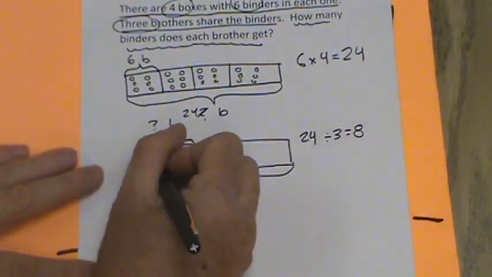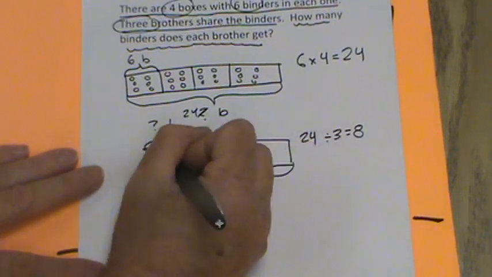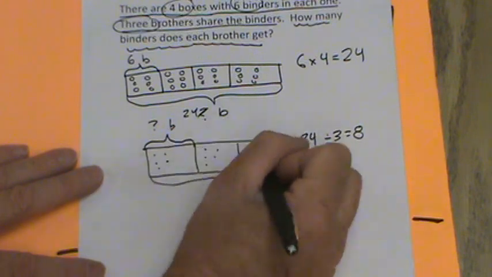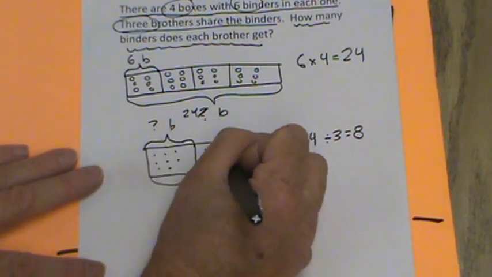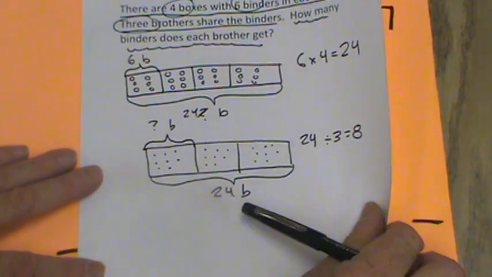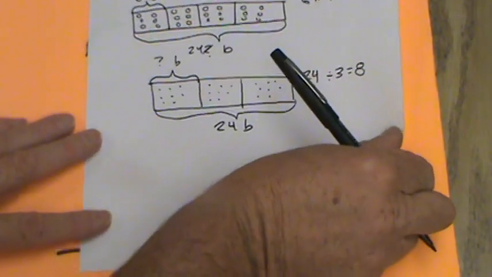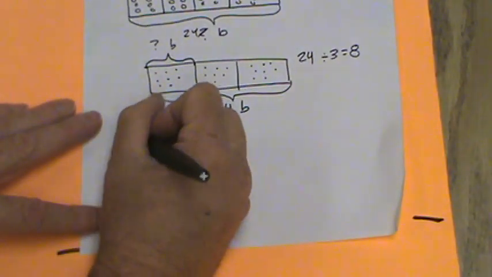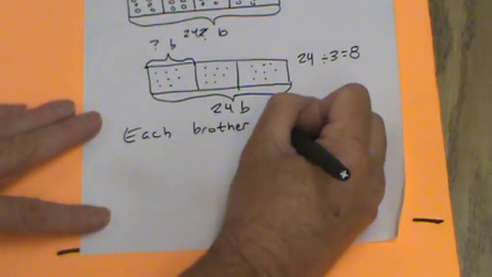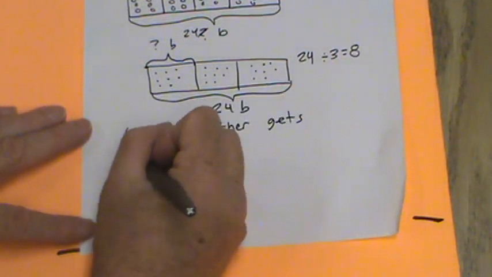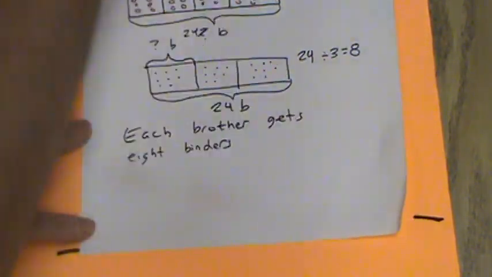And if you want, you could count 1, 2, 3, 4, 5, 6, 7, 8, 9, all the way up to 24. So, how many binders does each brother get? He gets a total of 8. So now we've read, we drew, and we could say each brother gets 8 binders. Hopefully they're all the same color so they don't fight over it.